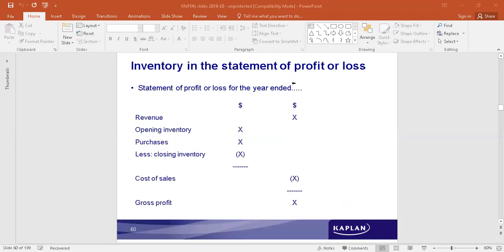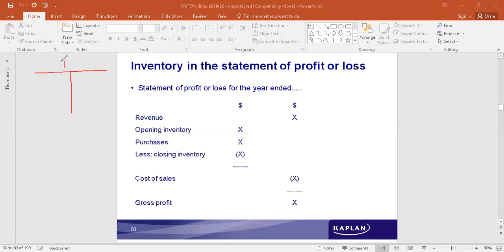Inventory in the statement of profit and loss would be accounted as part of cost of goods sold. So what is cost of goods sold or cost of sales? Cost of sales is the opening inventory plus the units that are purchased minus the closing inventory, which is deducted from the total revenue to find out the gross profit. In a T form, we would write it on both sides of the account.